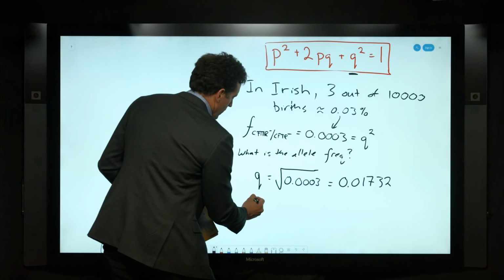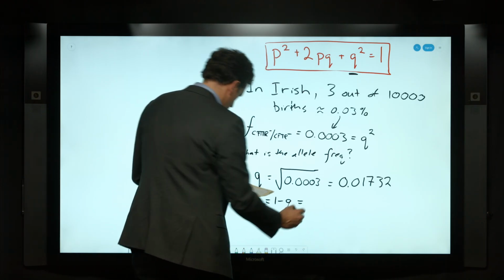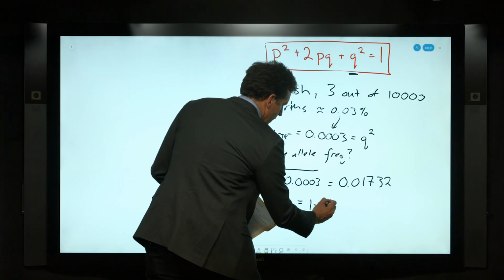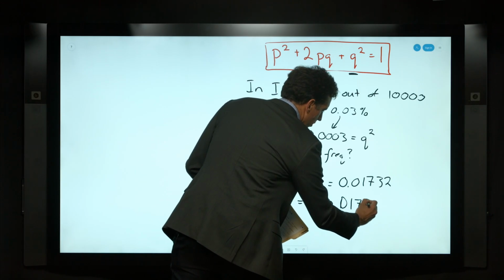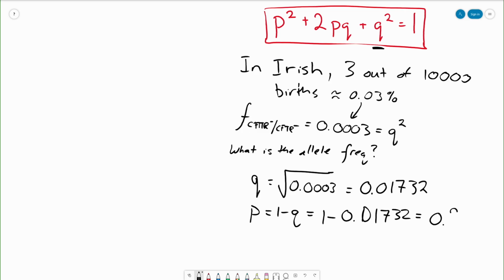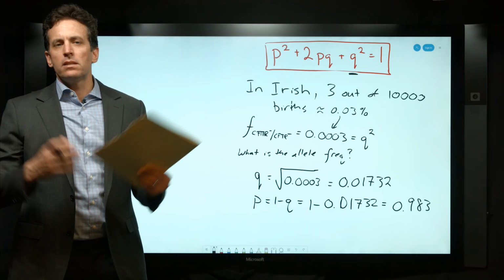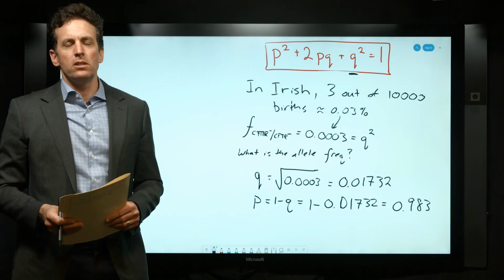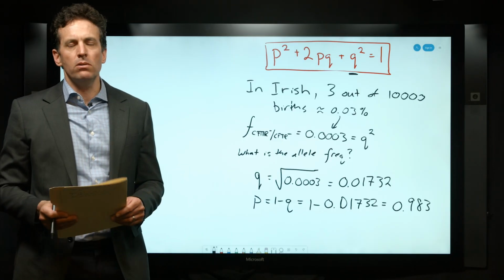And so p is going to be equal to 1 minus q. And so that's 1 minus 0.01732, which is equal to 0.983. And so p in this case is the wild type, or the non-disease causing cystic fibrosis or CFTR allele.